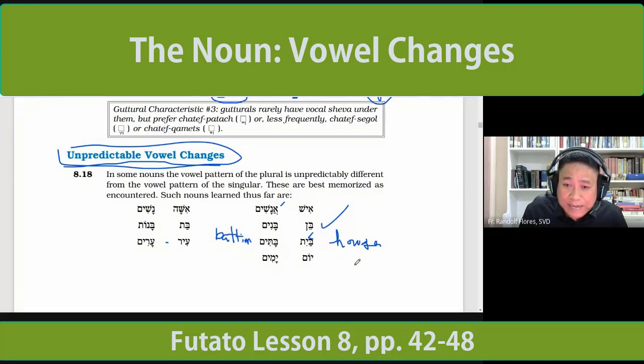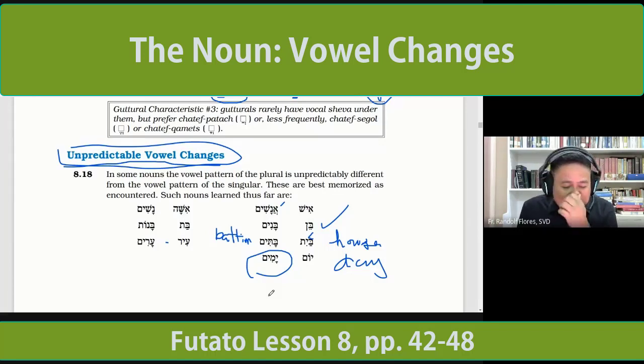Yom is day. Okay. Now, notice the plural. Yamim. Okay. Unpredictable. You just have to get used to it. Yom is day, and the plural is not yumim or yumot, but yamim. So notice the tip of this textbook: these are best memorized as encountered, or you get used to it.